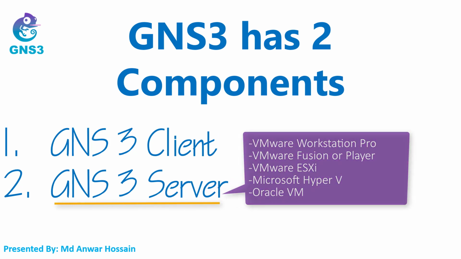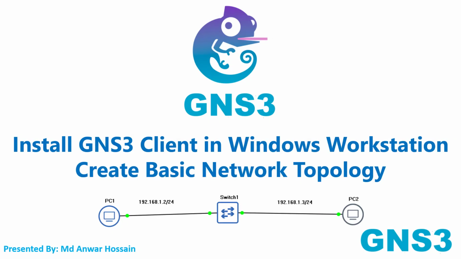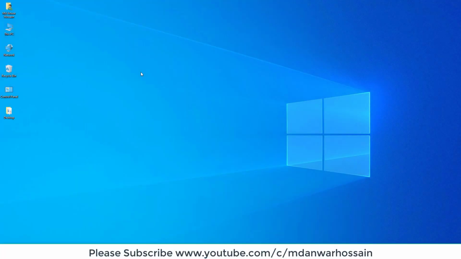You can install this VM in VMware Workstation Pro, VMware Fusion or Player, VMware ESXi, Microsoft Hyper-V, or Oracle VM. Out of all of these, it is recommended to install in VMware Workstation Pro. In this video, I will show how to download and install the GNS3 client, and in the next video, we'll show how you can install the GNS3 server. So let's download the GNS3 client.